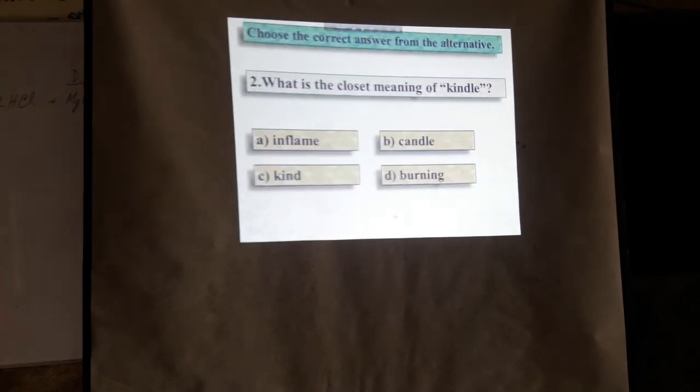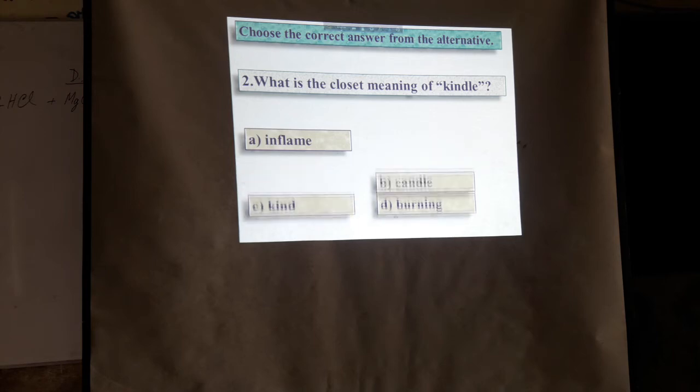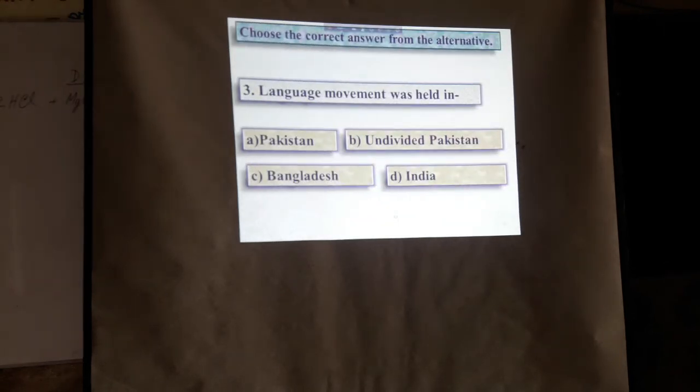Another one: what is the closest meaning of kindle? It is very important. Actually, kindle means to make something strong. Here there are 4 words: inflame, kind, candle, burning. So inflame is the correct answer.